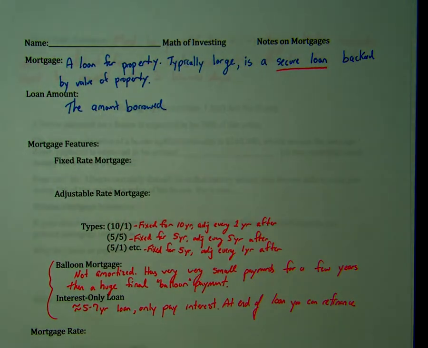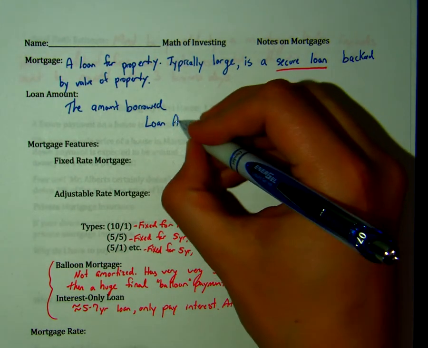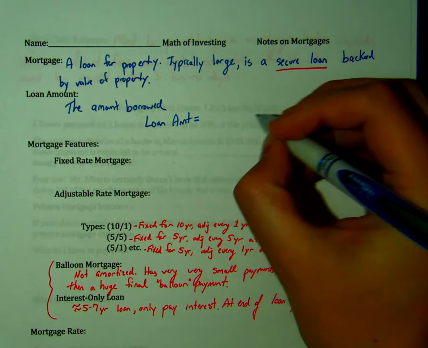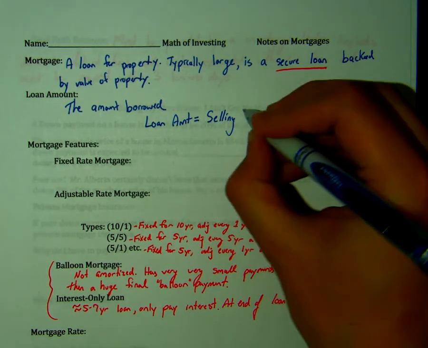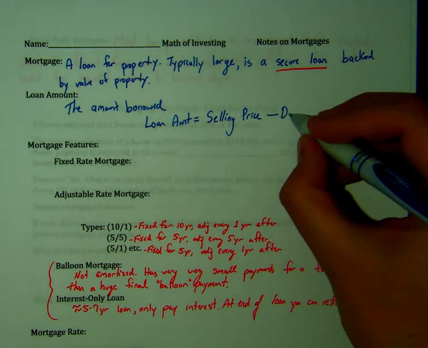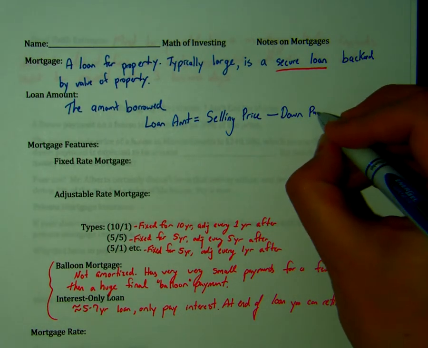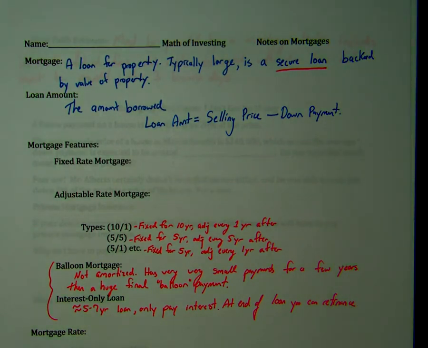So this is easily calculated. The loan amount is equal to how much you buy the home for, so it's the selling price, minus whatever down payment you have. Okay, so the down payment will vary.